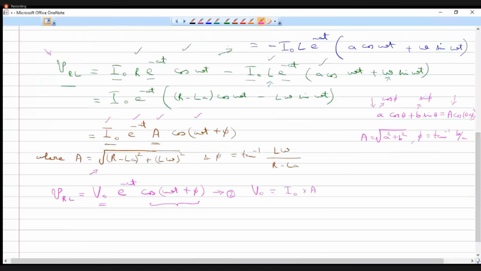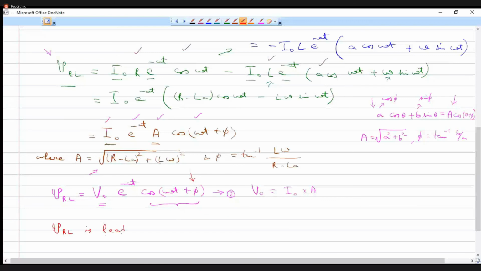So what is our conclusion we can make? When we are having a series combination of inductor and resistor, we can see that VRL is leading. This is called a phase lead, right? When you're having plus values for phi, it is phase lead. When you're having minus values of phi, it is called phase lag.